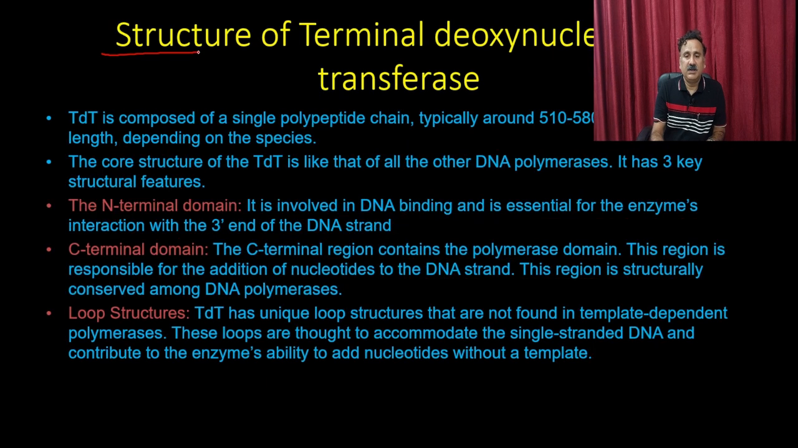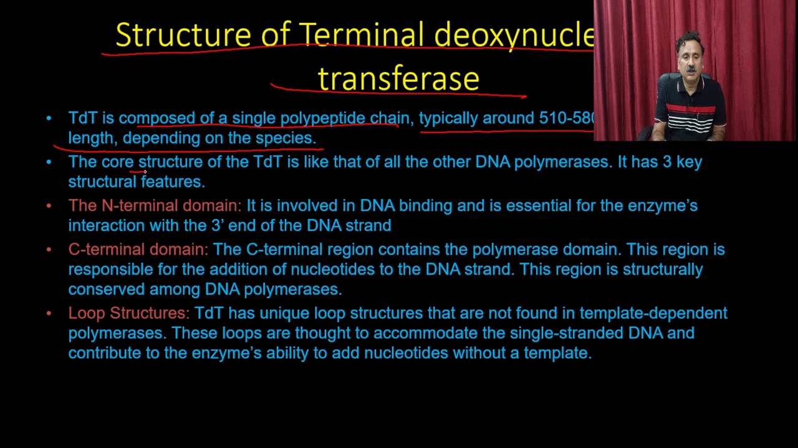Structure of terminal deoxynucleotidyl transferase. TdT is composed of a single polypeptide chain, typically 510 to 580 amino acids in length depending upon the species. The core structure of TdT is like that of all other DNA polymerases. It has three key structures: the N-terminal domain, the C-terminal domain, and the loop structures.